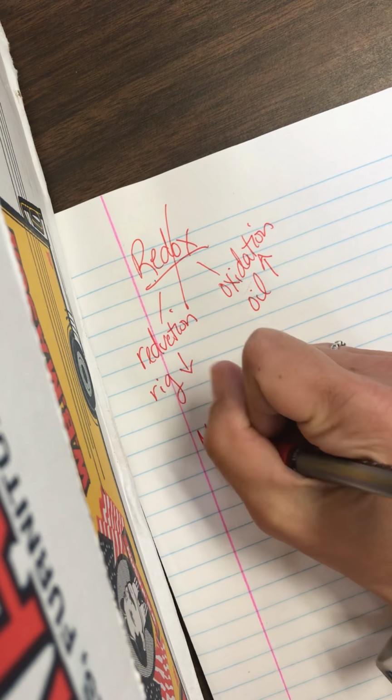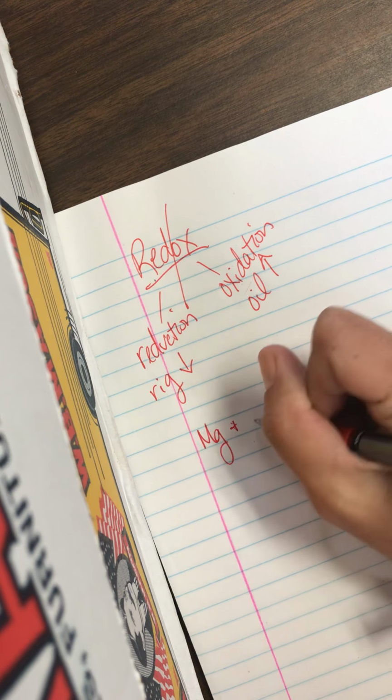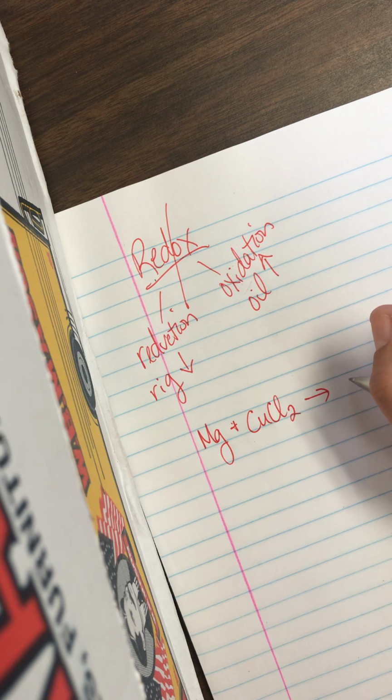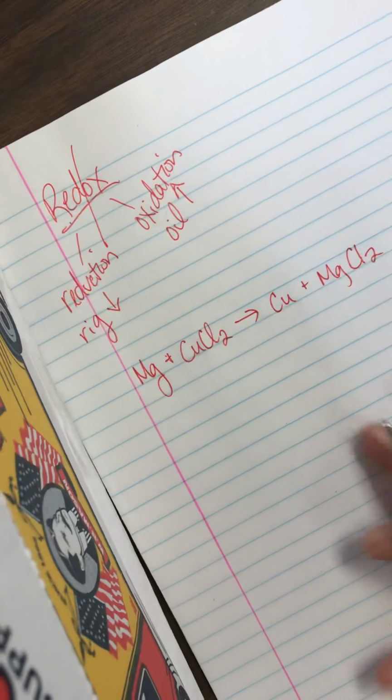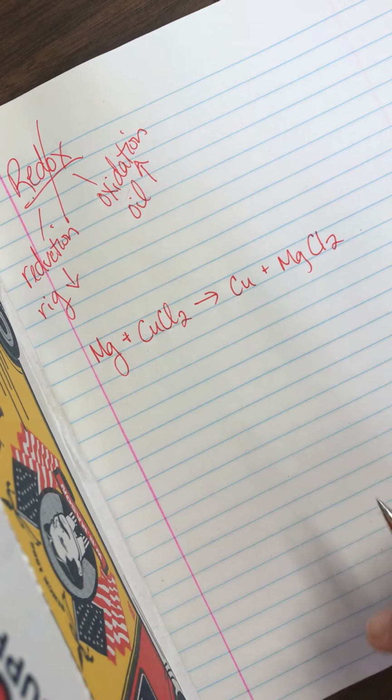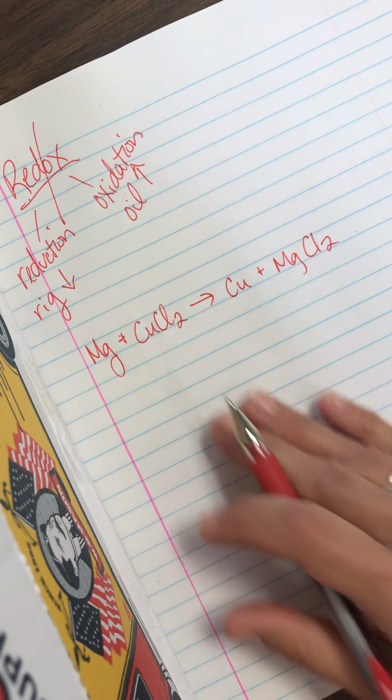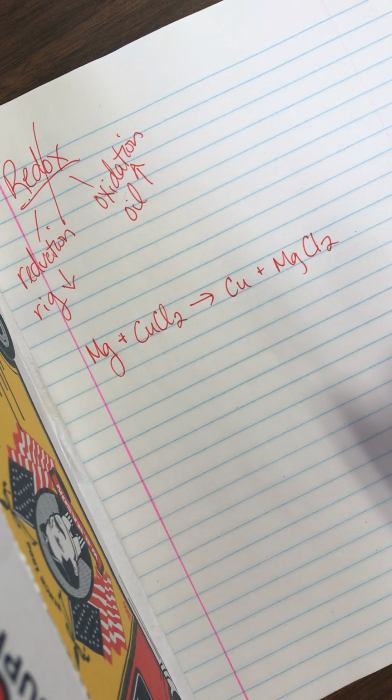So here's a reaction. Mg plus CuCl2 makes Cu plus MgCl2. And now I know every single replacement reaction is a redox reaction, and now I'm going to show you why. The first thing you have to do is put the oxidation states on every number.